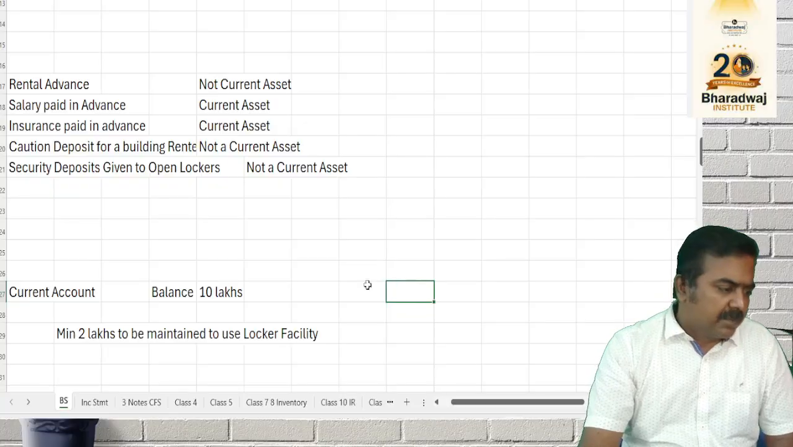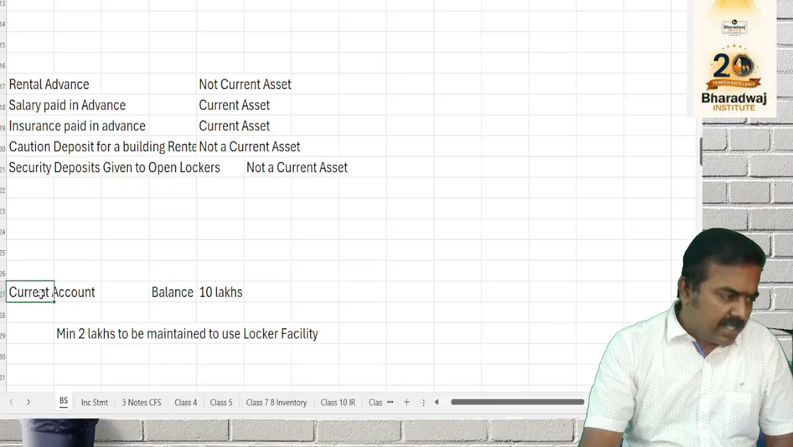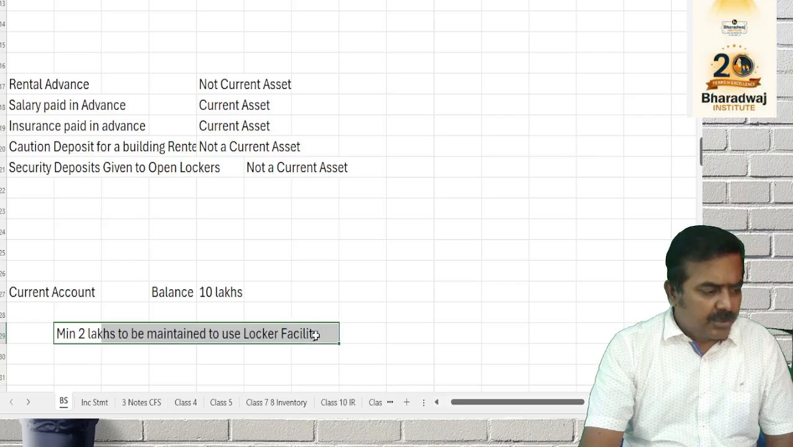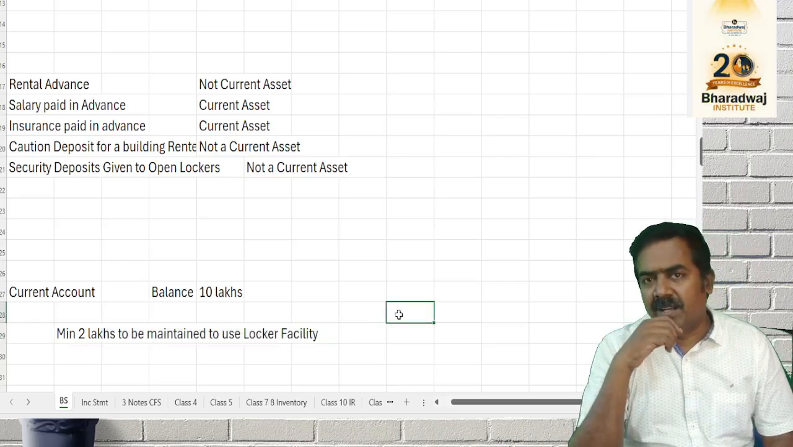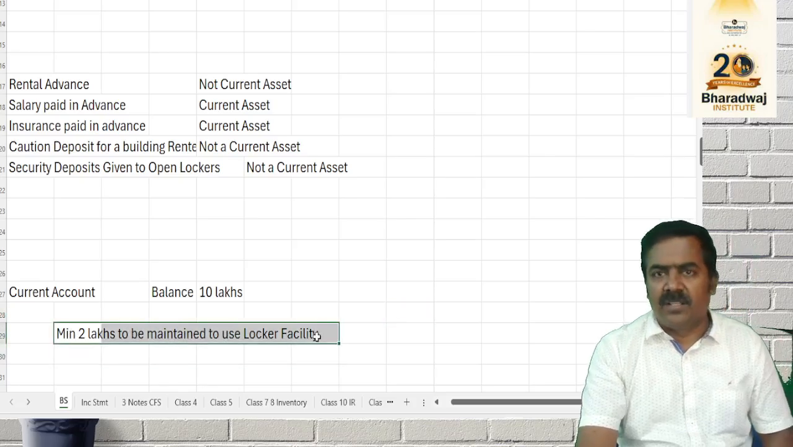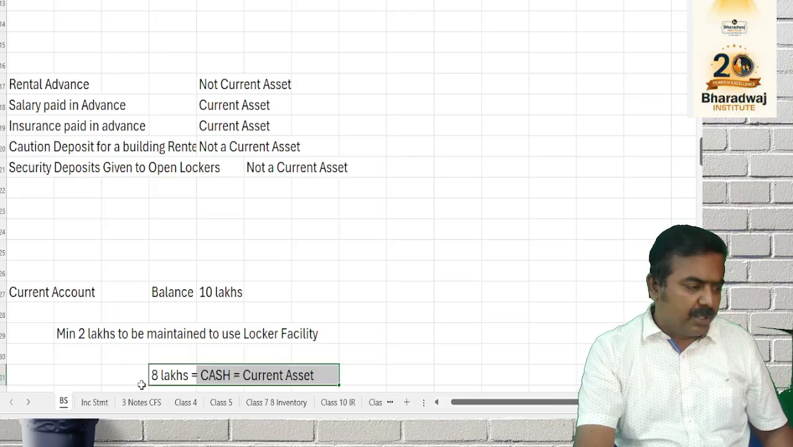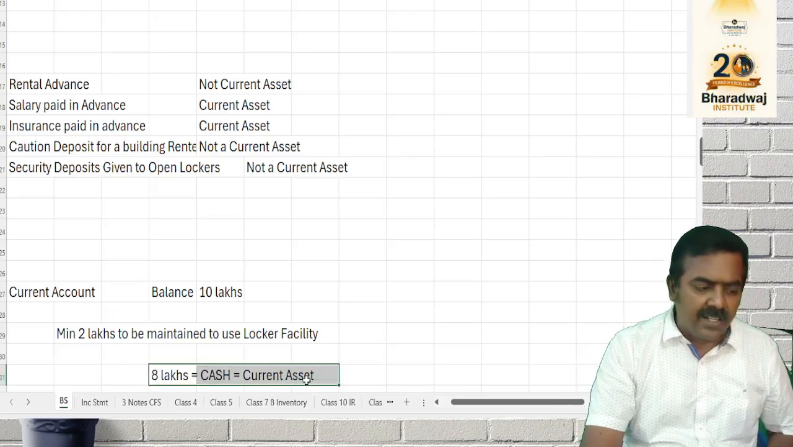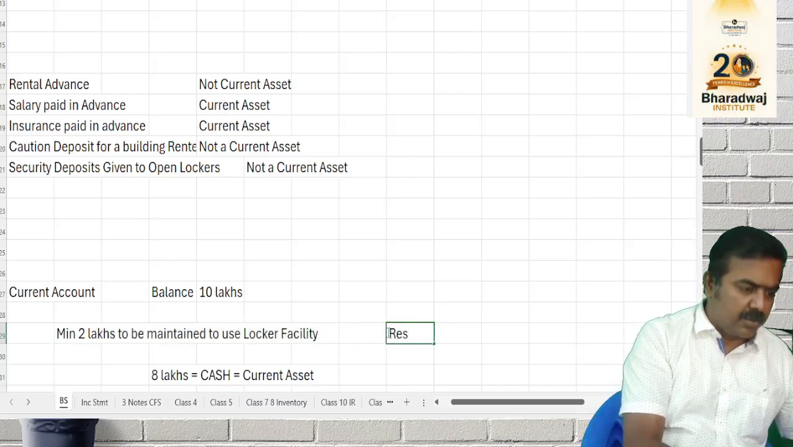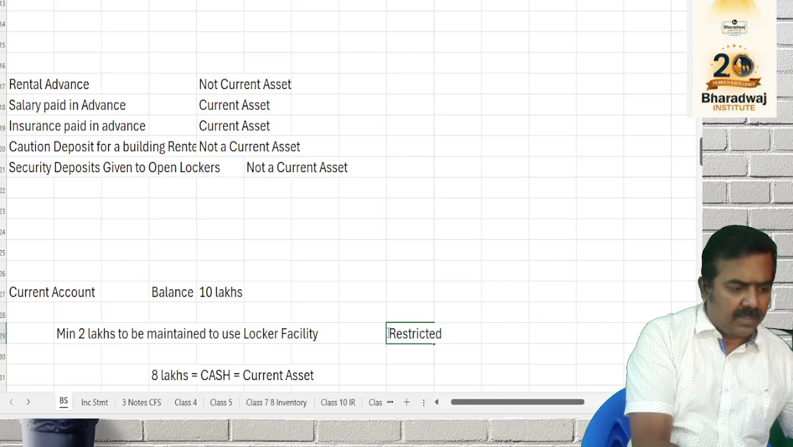And please remember, look at this example. You maintained in the current account a balance of 10 lakh dollars. 2 lakhs is to be maintained as minimum. What is the minimum balance required? 2 lakhs. You cannot use this 2 lakhs. Of the balance, only 8 lakhs you can use. Only this part will be called as what? Current asset. This 2 lakhs is called restricted cash. Restricted cash is not a current asset.